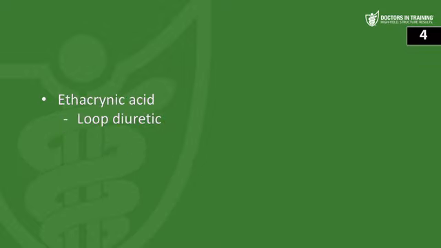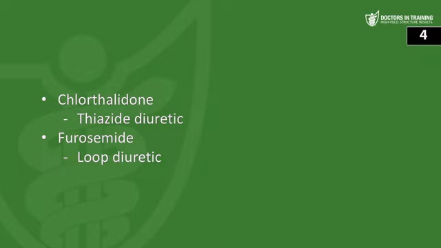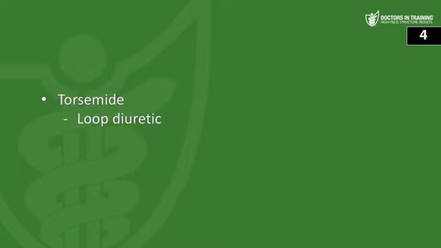Ethacrinic acid is a loop diuretic, and specifically it's the one that's not a sulfa drug. Mannitol is an osmotic diuretic. Metolazone is a thiazide diuretic. Chlorothalidone is a thiazide diuretic. Furosemide is a loop diuretic. Amiloride is a potassium-sparing diuretic. And torsemide is a loop diuretic.